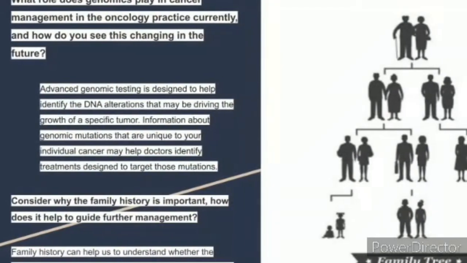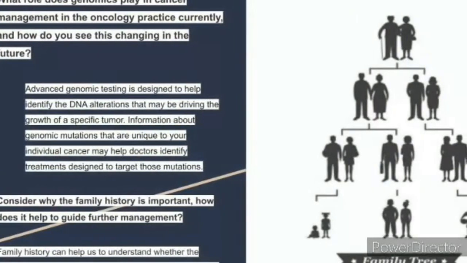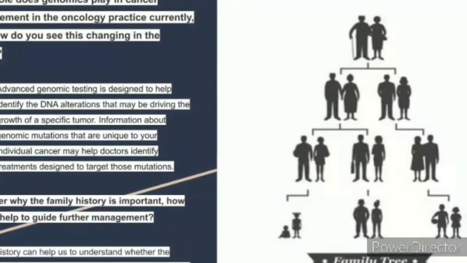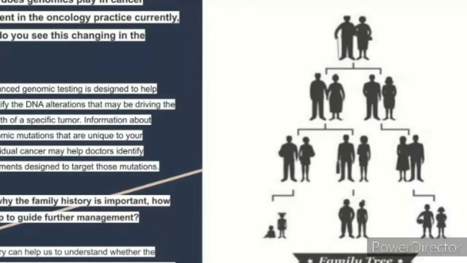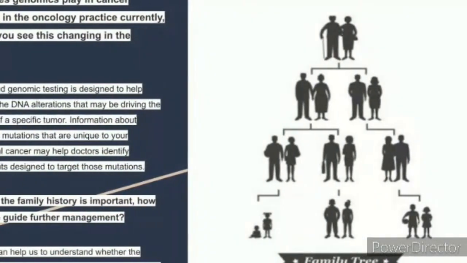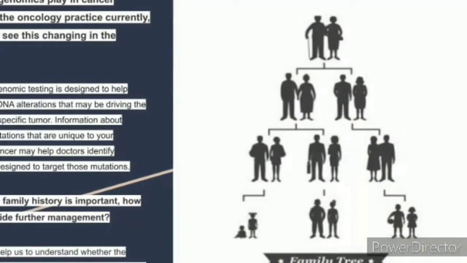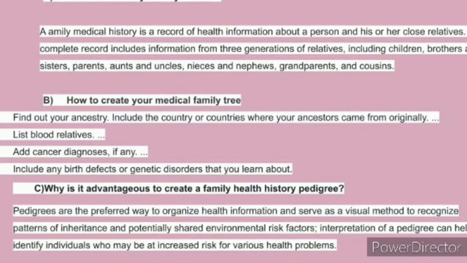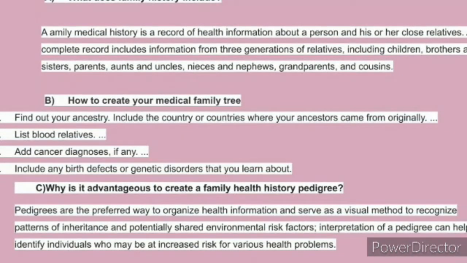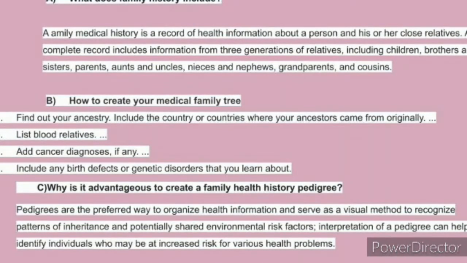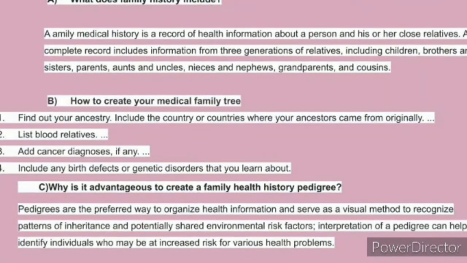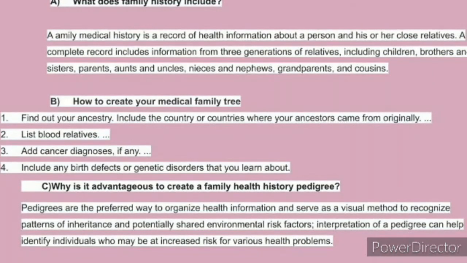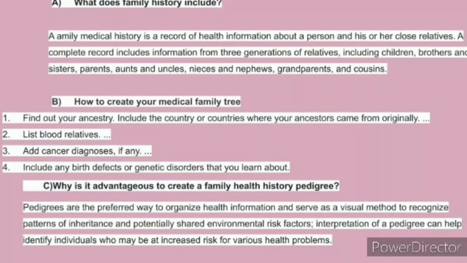Why is family history so important and how does it help us to make a further management of the treatment plan? Family history is very important because we can relate it with environmental factors, polygenic factors like we mentioned before, to make a treatment plan if the patient develops any kind of cancer. What does family history include? Well, it includes a record of health information about a person and his or her close relatives, a complete record of three generations of relatives, including children, brothers, uncles, nephews, grandparents, cousins, everyone, to make a perfect family tree to consider if there is any risk of cancer developing in this patient.